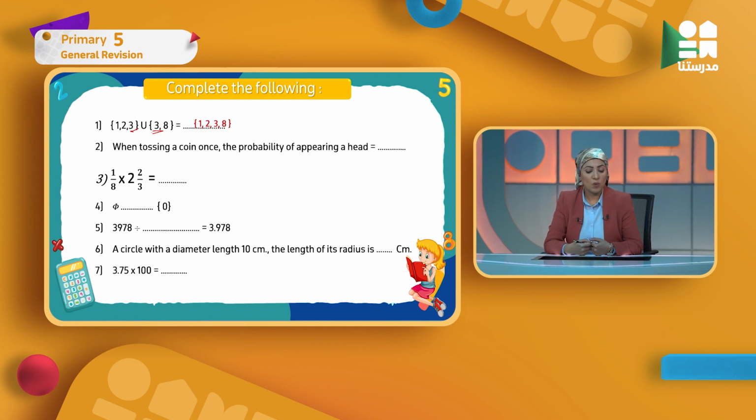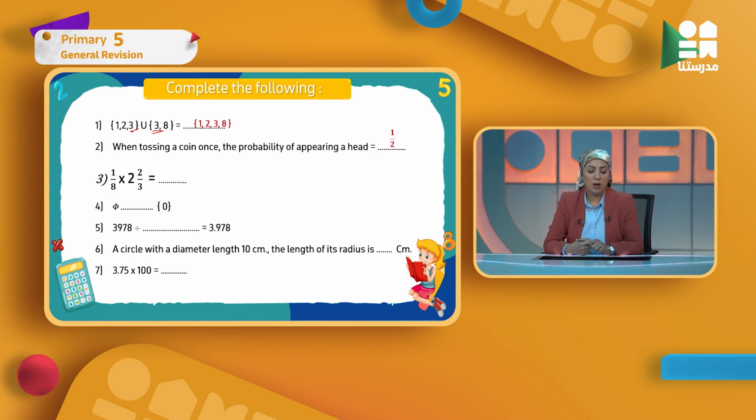The second question, when tossing a coin once, the probability of appearing a head. الcoin عندي head and tail. So when I toss the coin once, the probability of appearing a head is half or 1/2. لأنه عندي head واحدة out of 2 options. يظهر لي head أو يظهر لي tail, so it's 1/2.